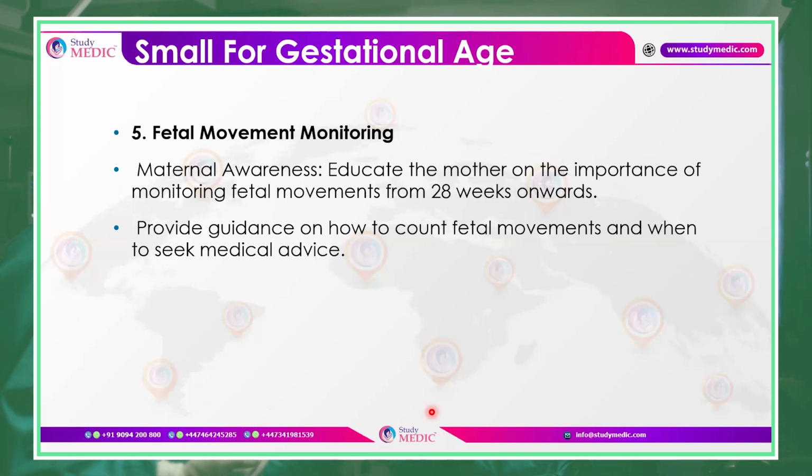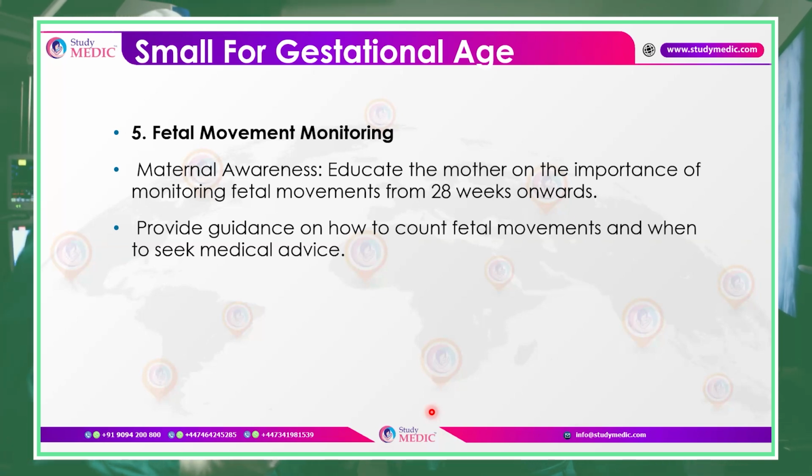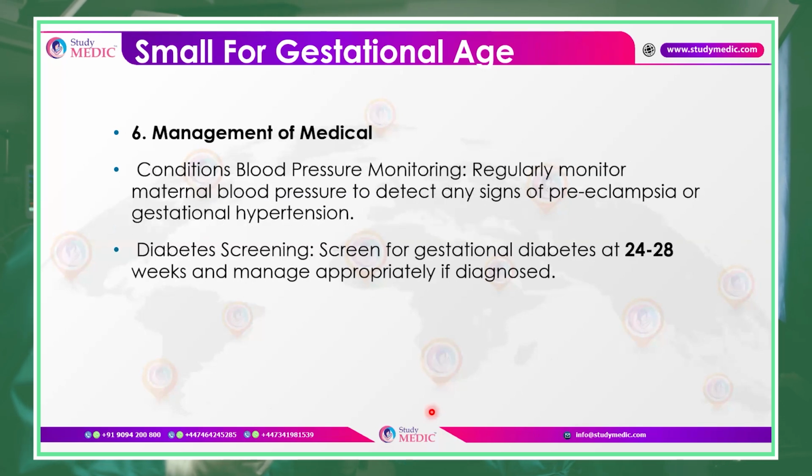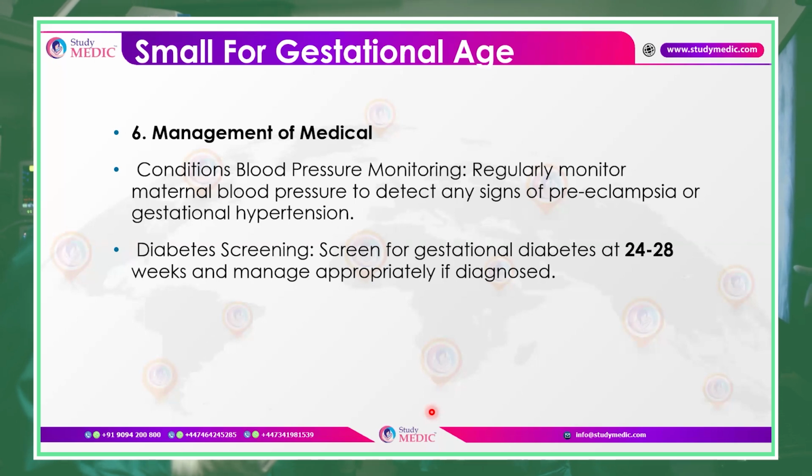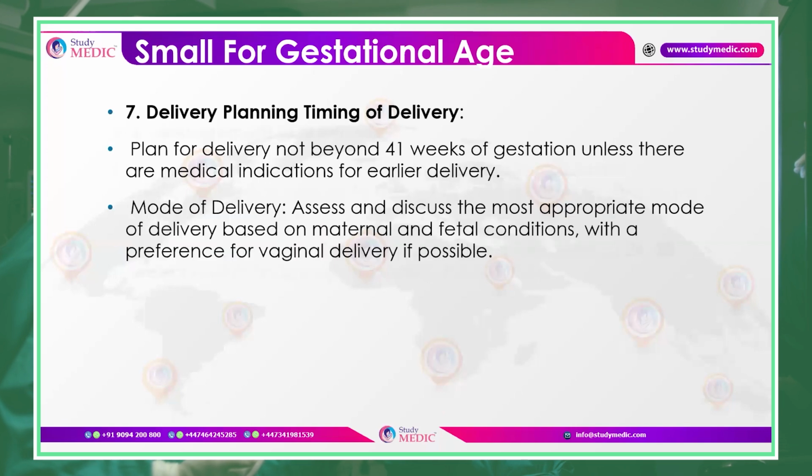From 28 weeks onwards. As in most patients, if this is their first pregnancy, it should always be guided how they have to count the fetal movements and how to seek medical advice if the fetal movements are not appropriate. Blood pressure monitoring should be carried out. Diabetes screening should be carried out at 24 to 28 weeks of gestation. And if any risk factor is there, it should be corrected. Also, the red cell antibody screening as well as anemia correction also comes when we are monitoring the baby.